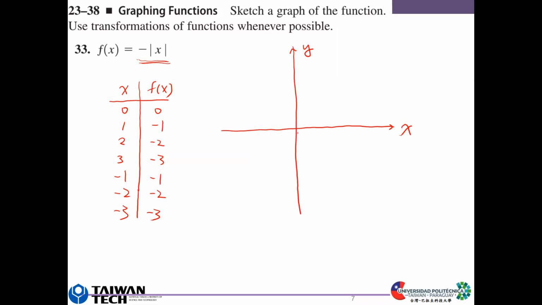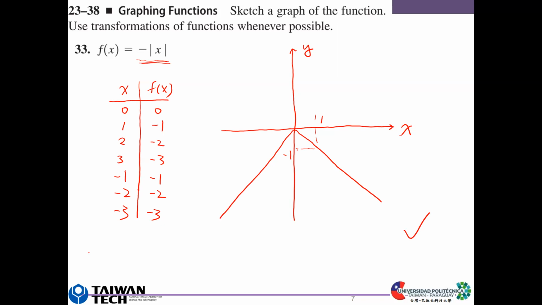So we have this line. This is 0, 0, 1 minus 1 is 1, minus 1, 2 minus 2. So it's 1 minus 1. And if x is minus 1, then f(x) is also minus 1. So this is the result. And so it is symmetric about the y-axis. Okay, this is also a simple one.